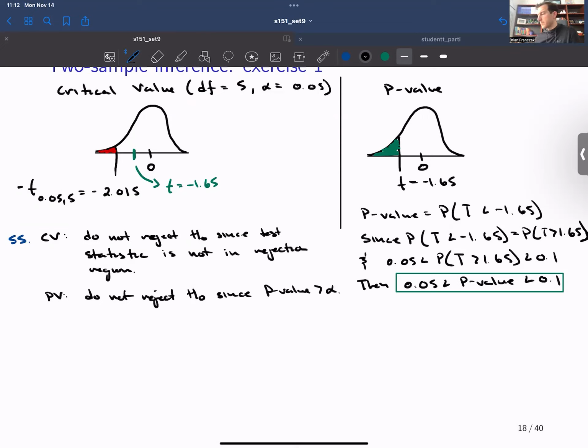Right, and you can see, our alpha in this question is 0.05. The p-value is between 0.05 and 0.1. So the p-value is a number that is bigger than 0.05 based off of our calculation. So therefore, the p-value must be bigger than alpha because alpha is 0.05. So we do not reject based on either approach. Again, you don't have to use both approaches. They will give the same results. I just illustrate both so that you have them.